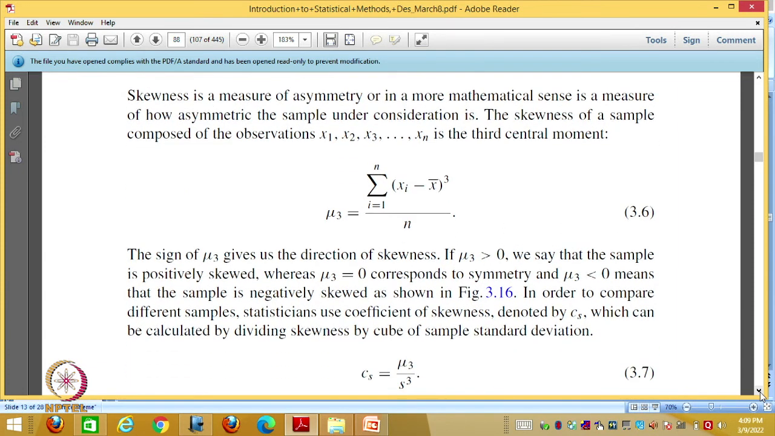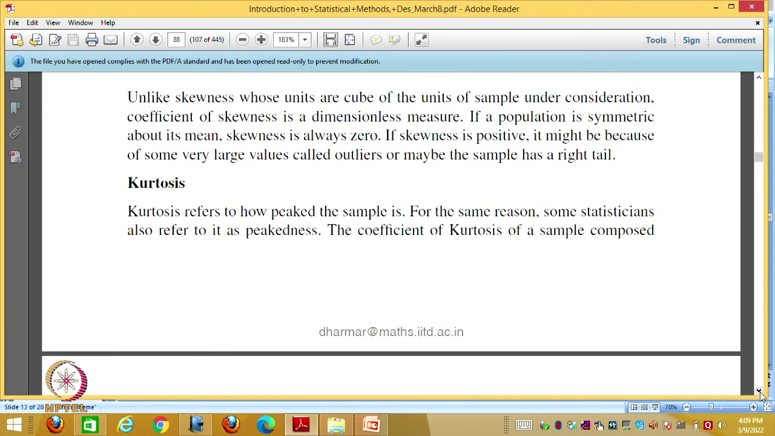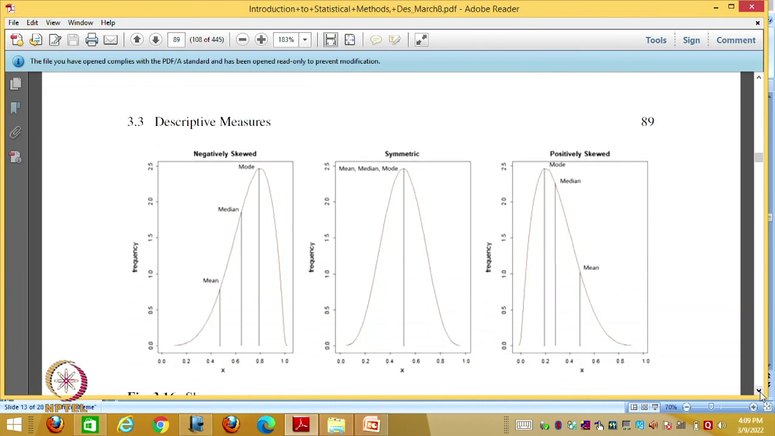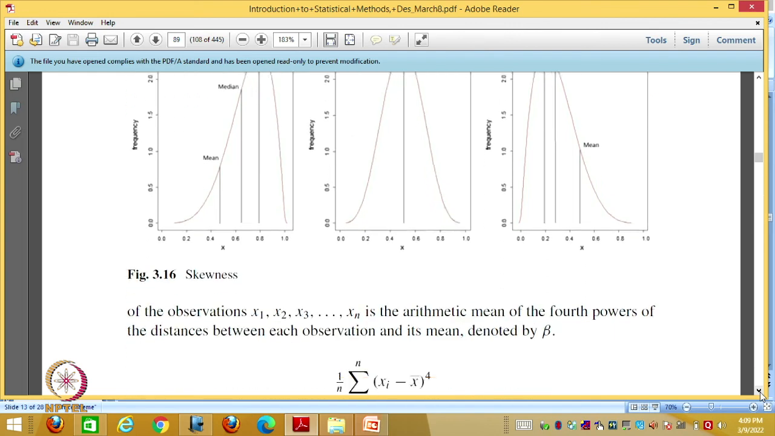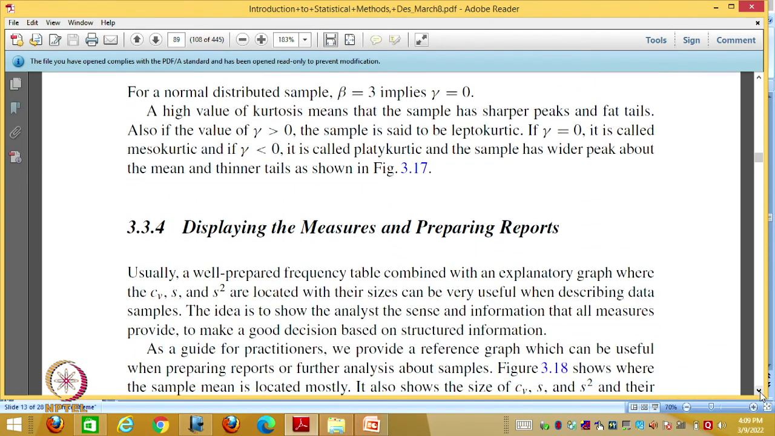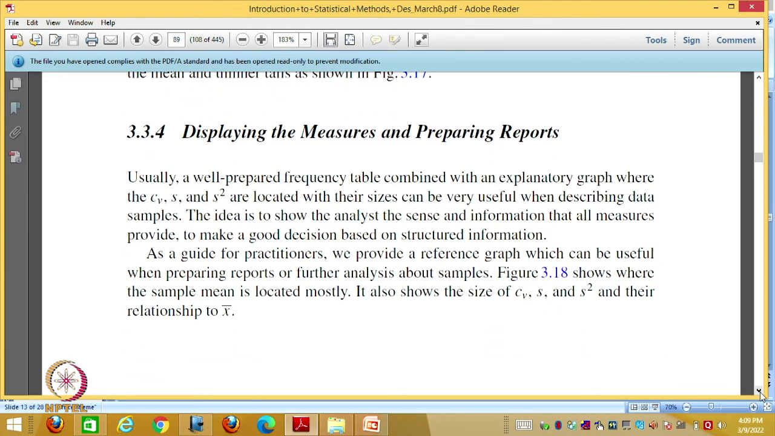If the distribution is symmetric, then the skewness is going to be 0. So, obviously for a normal distribution the skewness is going to be 0. If it is positive or negative, accordingly you say it is positively skewed or negatively skewed. And the next measure is kurtosis. Here I am giving a visual: the middle one is symmetric, one is positively skewed and the other one is negatively skewed. So, preparing the report is going to be the end of the descriptive statistics.